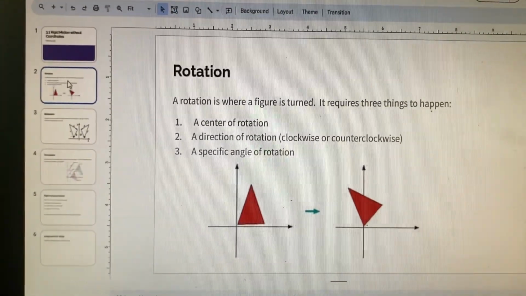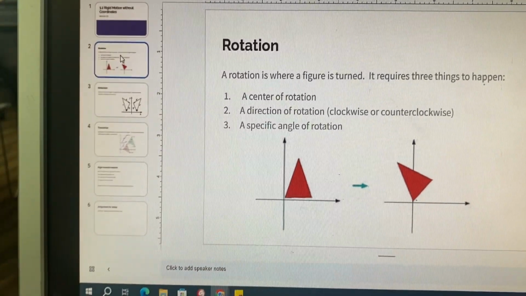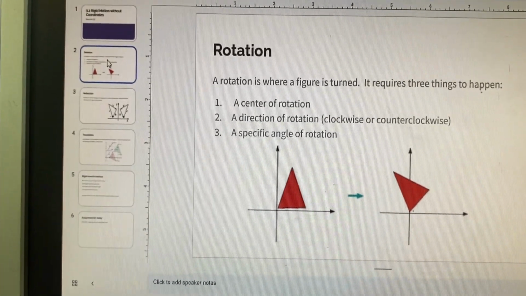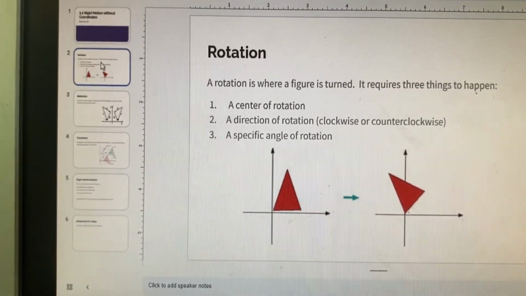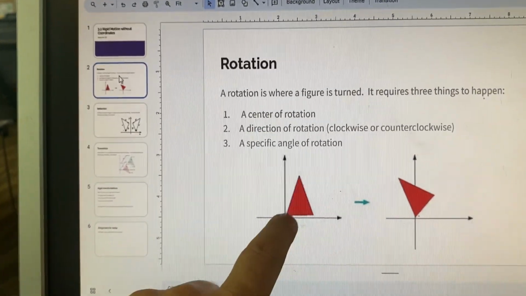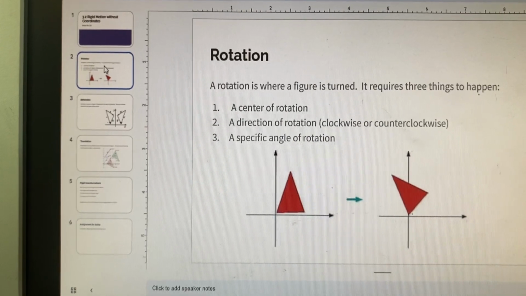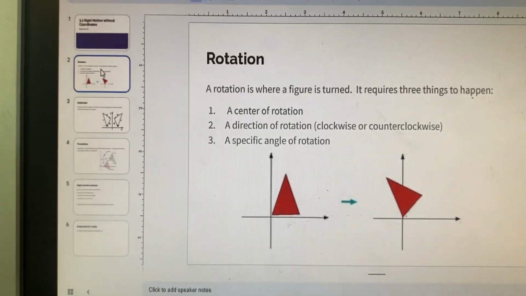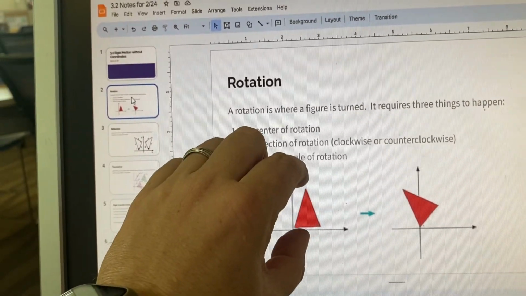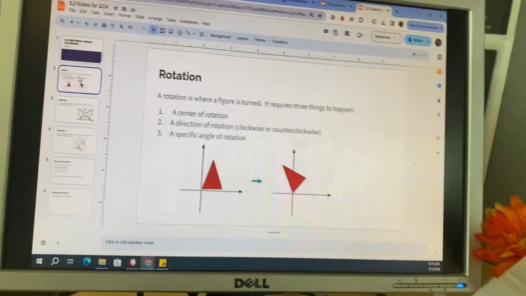So it takes a center of rotation. You have to have a point that you're rotating around, usually the origin, sometimes a different one. Like today, we're doing ones that don't have the coordinate plane, so it'll typically be one of the vertices of the shape. Then the direction of rotation, clockwise or counterclockwise, and an angle. How many degrees is it rotating? Is it rotating 45 degrees? 90 degrees? Whatever it is. Okay, so that's rotation.